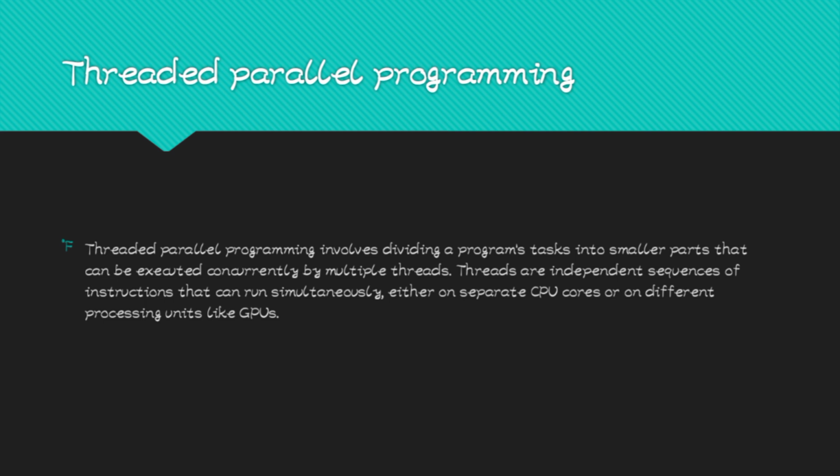So threads are independent sequences of instructions that can run simultaneously, like I said, either on a separate CPU core or on different processing units like GPUs, and GPUs are graphics processing units. Threaded programming is a powerful paradigm for exploiting parallelism in software applications, enabling improved performance, resource utilization, and responsiveness.